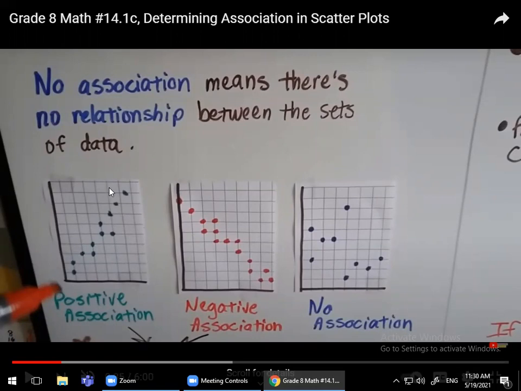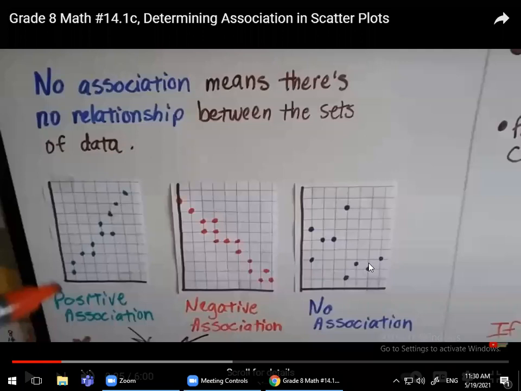For the second one, negative association, one variable increases, the second variable decreases. So if we look at the x-axis here, we can note that we have 1, 2, 3, 4, 5, 6, 7, 8, 9. So we have 0 and 9, and then we have 1 and 8, 2 and 6. And this one will be negative association.